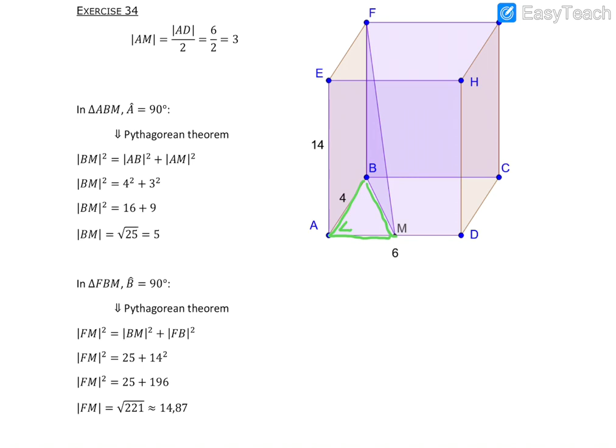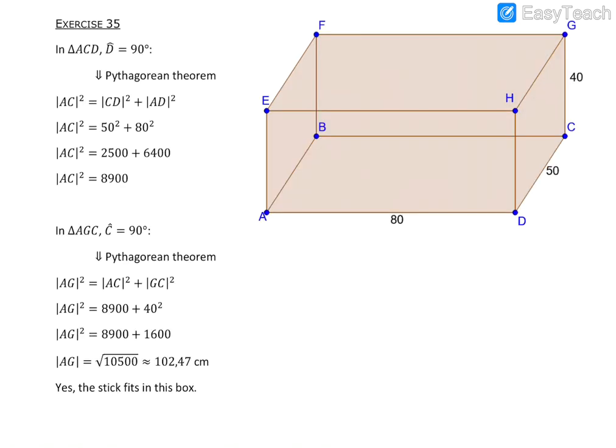Then you can calculate BM, and when you've calculated BM, you're able to work in this right angled triangle, where of course B is 90 degrees as well, and that's how you're going to look for FM, which is 14.87 if you round it to 2 decimals. The next exercise 34, I did not ask, but I'm still going to give you the correction. So if you've looked for it, this is going to be the correct solution.